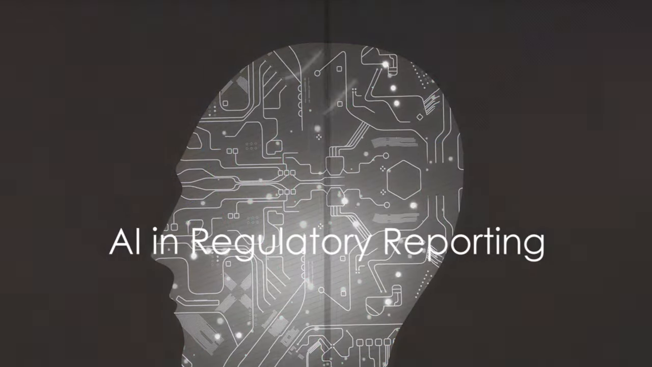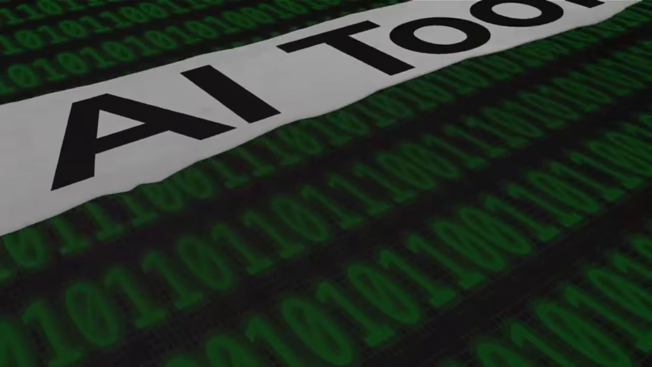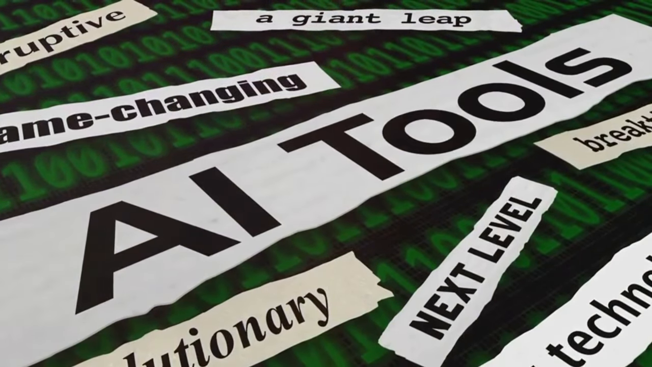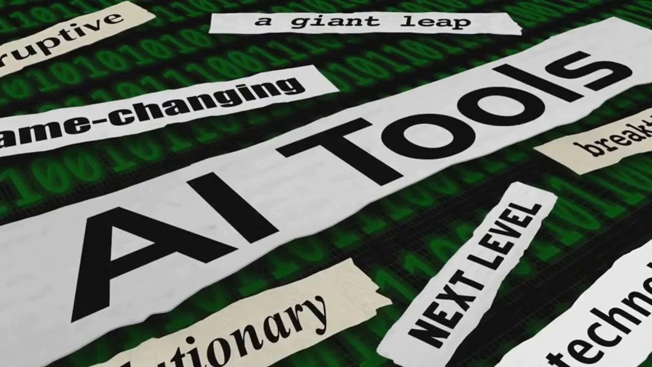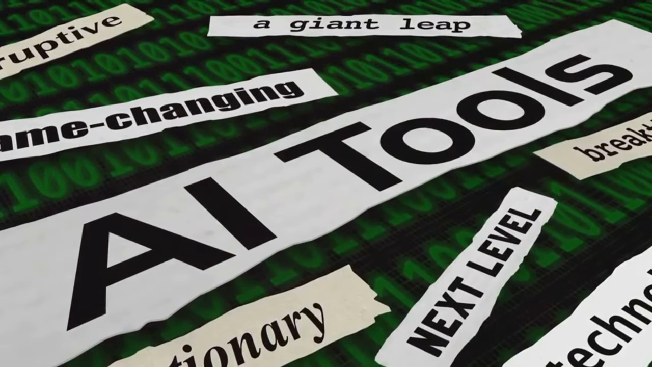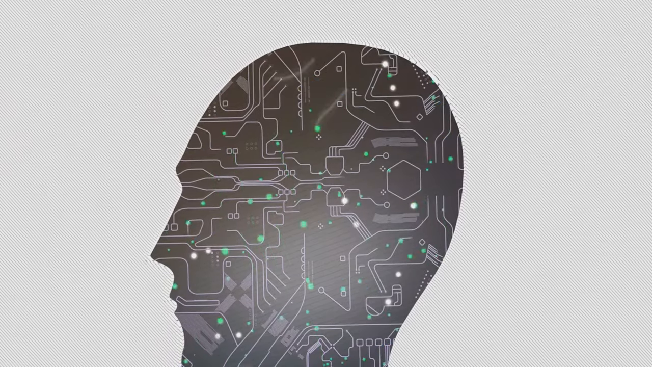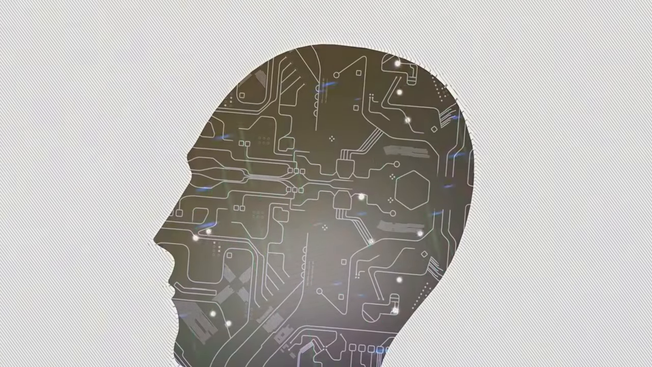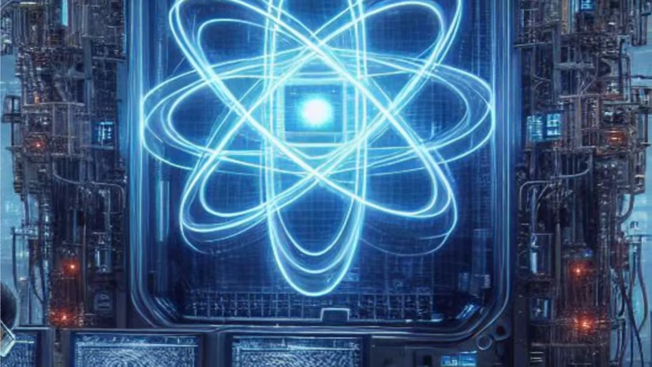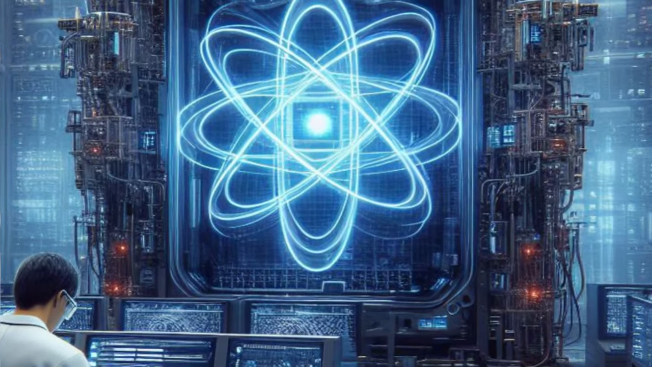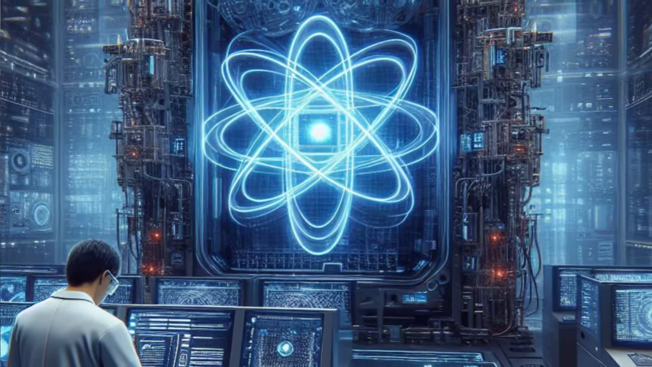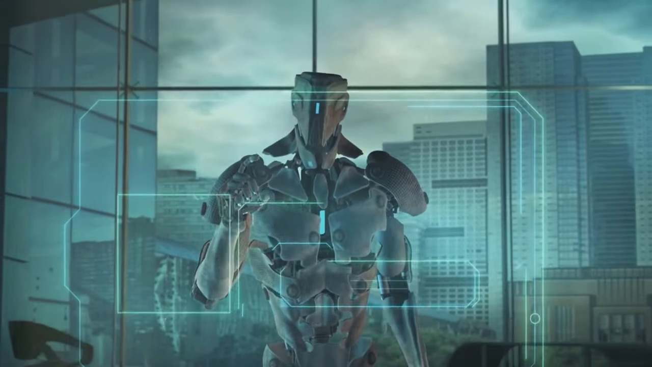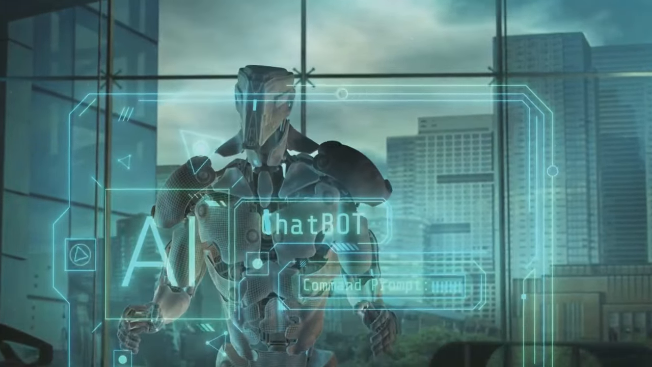AI is shaking up the way regulatory reporting happens. It's a statement that might seem bold, but the reality is it's happening right now across various industries worldwide. So, what is AI or artificial intelligence? At its core, AI is a field of computer science that's all about creating intelligent machines capable of thinking and learning like humans. But it's not just about replicating human intelligence. It's about augmenting it, enhancing it, and using it to solve problems in ways we never thought possible.